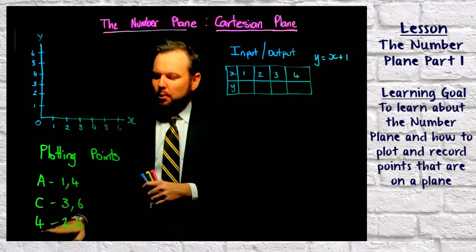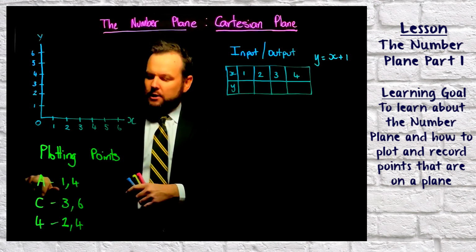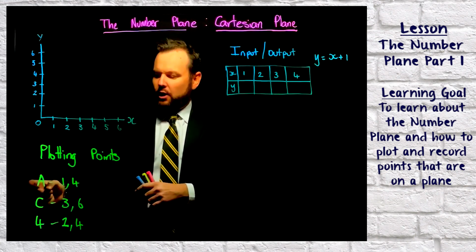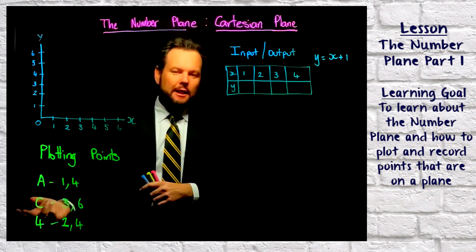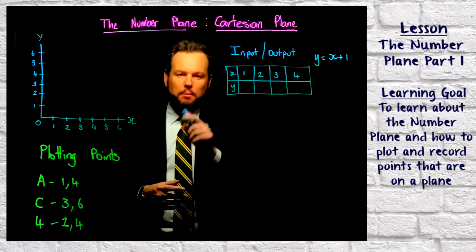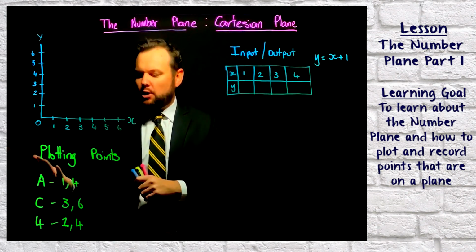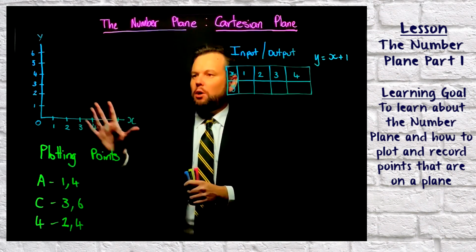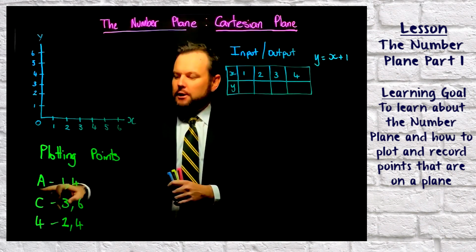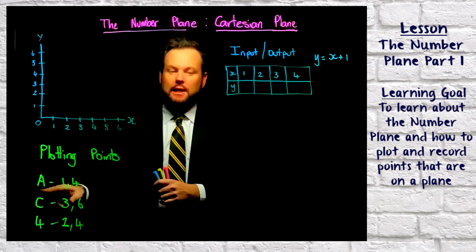So I've got some points here, and basically I've got different names for them, okay? I've got A, C, and 4. Usually they would all be letters, okay? Or you'd just be putting in a dot, okay? But sometimes you can have different names that you are plotting on your Cartesian plane. So firstly, let's go about finding point A.